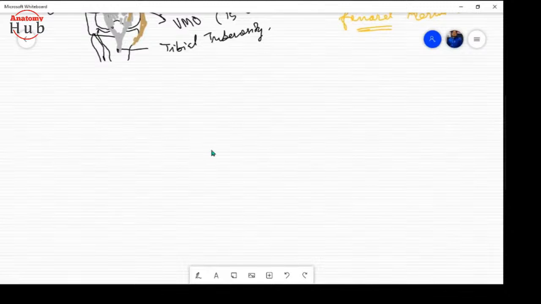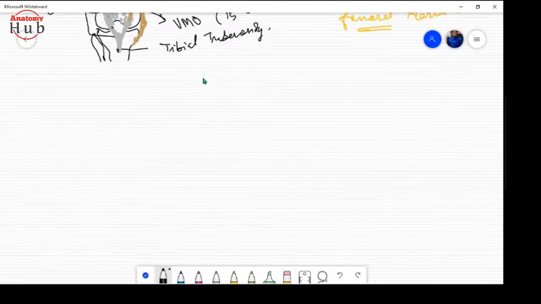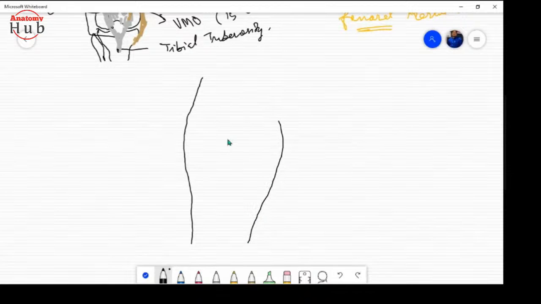Okay. Now we'll see here the lateral border of your thigh. And here you'll see the medial border of the thigh. Right. So this is the thigh region, anterior part of the thigh. Fine. And at this point you will find there is the ASIS. Okay. Anterior superior iliac spine.